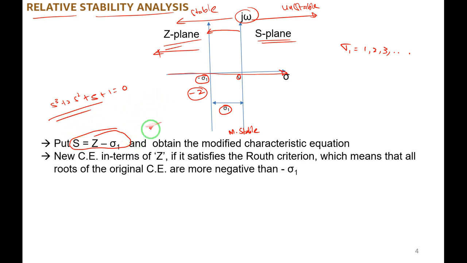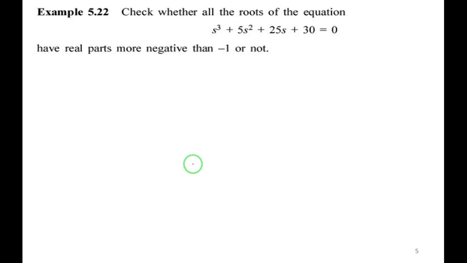We will get the modified characteristic equation in terms of z. We will form the root array, the root table, and observe the first column elements of the root array. We will judge whether the system is relatively stable based on the given value of sigma 1. Let us have a look at the problem to understand this relative stability concept. We'll take this numerical.